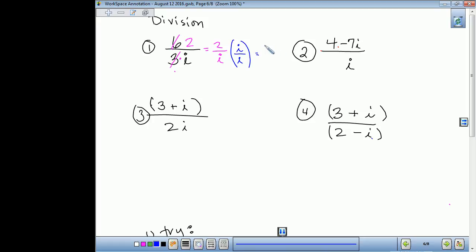So this gives me 2i over i squared. But i squared is -1. So it's 2i over -1, or -2i.